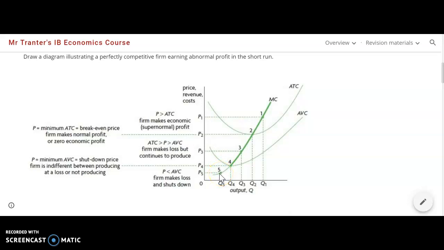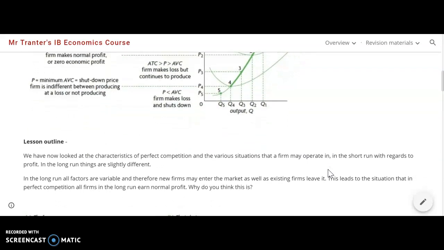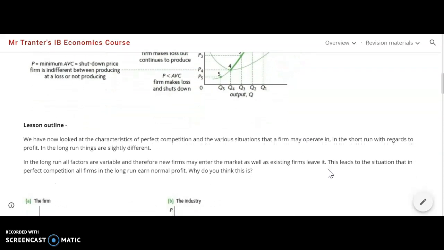At point 5, the price is below the average variable cost, and therefore they would shut down. Because if they continue to operate, they lose their fixed cost, but they also lose this gap here because they're getting less than their average variable cost. So their loss would be less if they shut down compared to continuing to operate. Okay, so that's just a recap of those key points. So that's the short run.